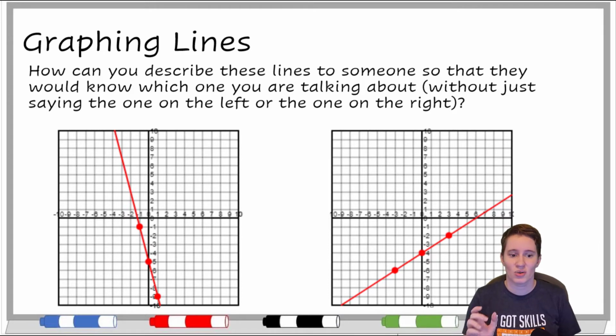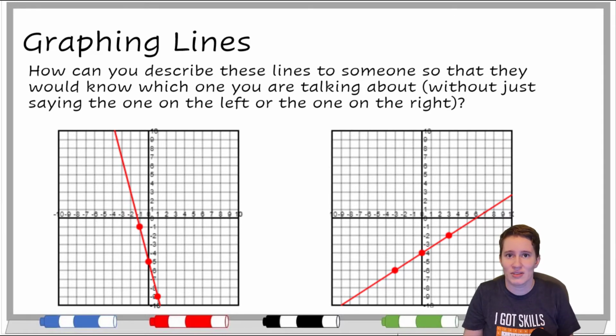Okay. So one of the key things that makes a line unique is how steep it is. And not just how steep it is, but which direction it's going in steepness. So for instance, this one on the left goes down from left to right, where the one on the right goes up from left to right. So they're going up and down different directions, if you want to think of it that way.